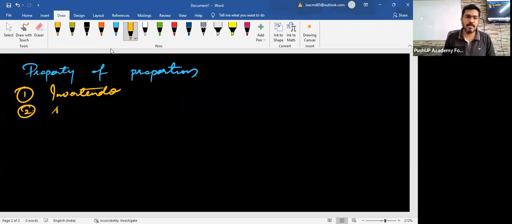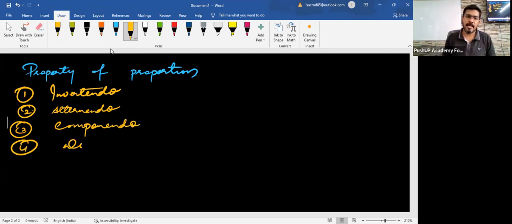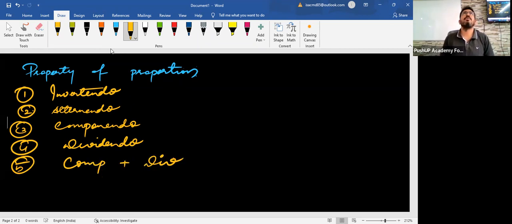The second property was alternando. The third property was componendo. The fourth property was dividendo. And the fifth property was the combination of componendo and dividendo. Make sense? So these are the 5 properties which we have learned in proportions. Based on this, you have to solve sums. Children, very important.